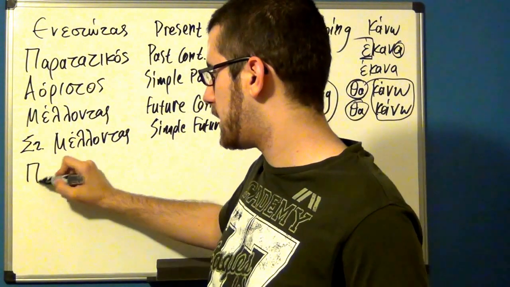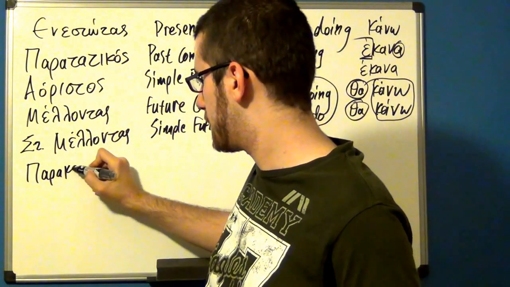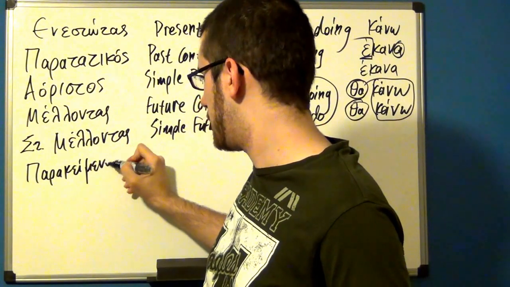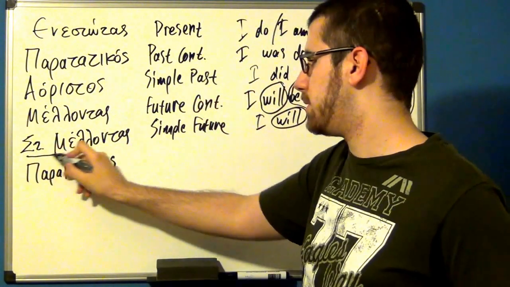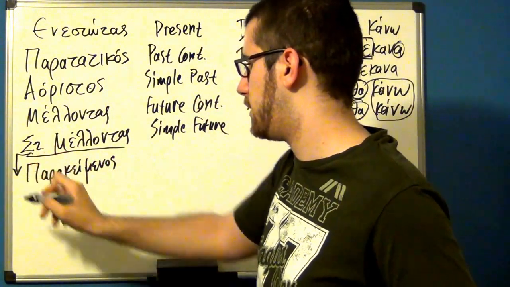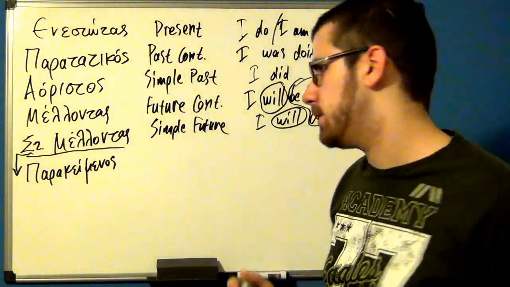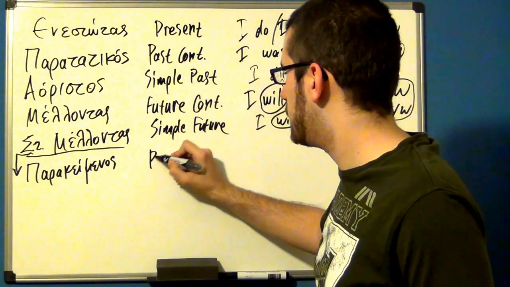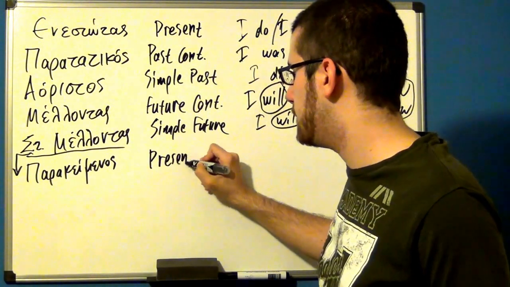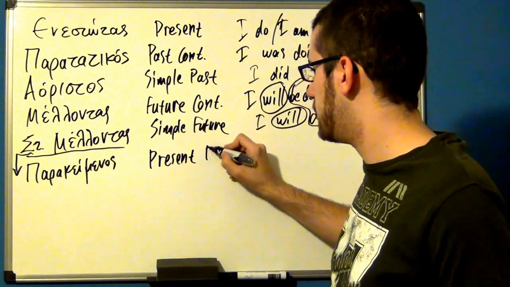Next one is παρακείμενος. Well, just for reference, from this point onward, all these tenses are going to be the perfect tenses that we say. This tense, παρακείμενος, is present perfect.